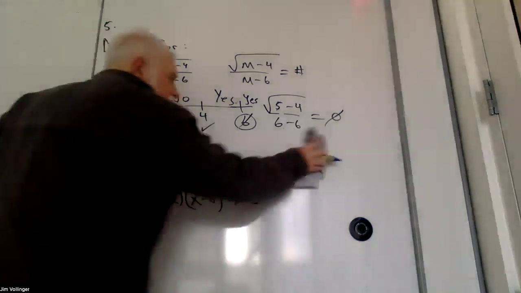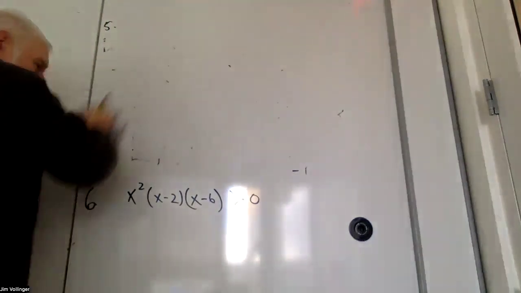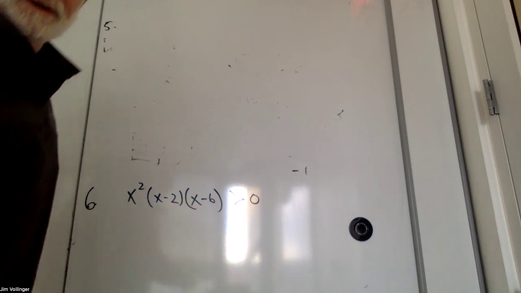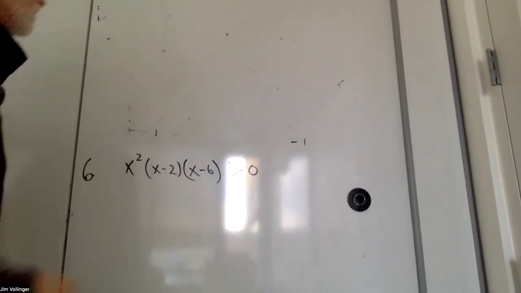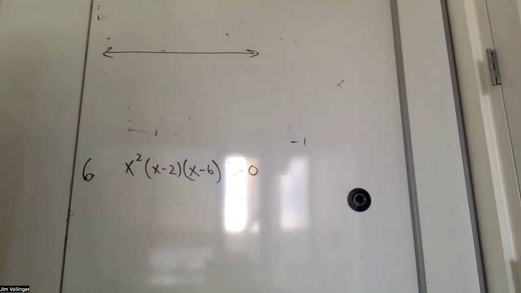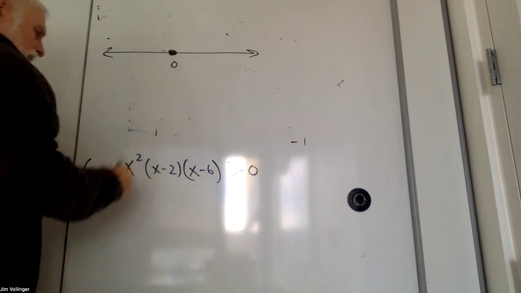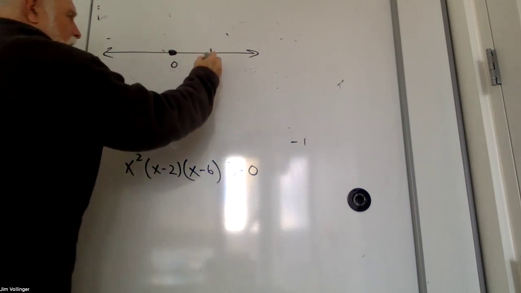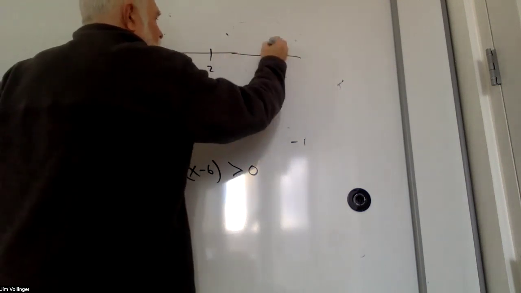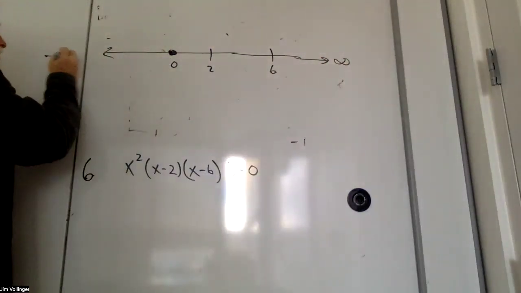All right. Now, we've got an inequality here. You might want to guess how we're going to solve that. Well, with a sign chart, for starters. All right, so what do I see? I see a critical number at 0, a critical number at 2, and a critical number at 6, heading to infinity and negative infinity.